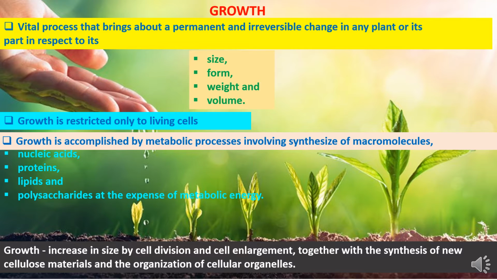Growth is a vital process that reflects the permanent and irreversible changes in plant parts with respect to size. Like plants growing from the germinating stage to the harvesting stage, and changing from the vegetative to the reproductive stage, with an increase in dry matter weight and volume, like grain yields or biological yields.